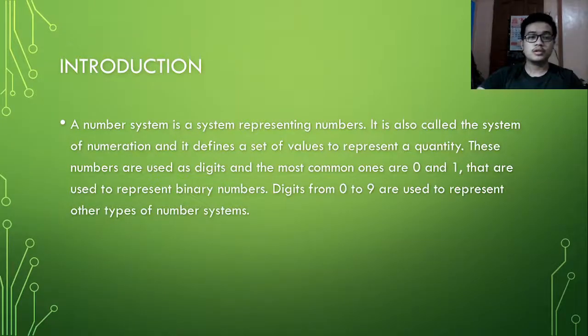So a brief introduction, a number system is a system representing numbers. It is also called the system of numeration, and it defines a set of values to represent a quantity. These numbers are used as digits, and the most common ones used are 0 and 1. These are digits that are used to represent binary numbers. Digits from 0 to 9 are used to represent other types of number systems which we will tackle.